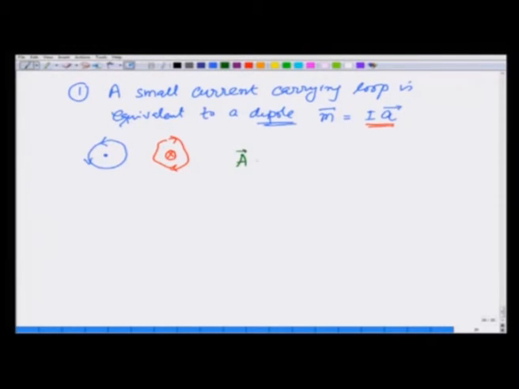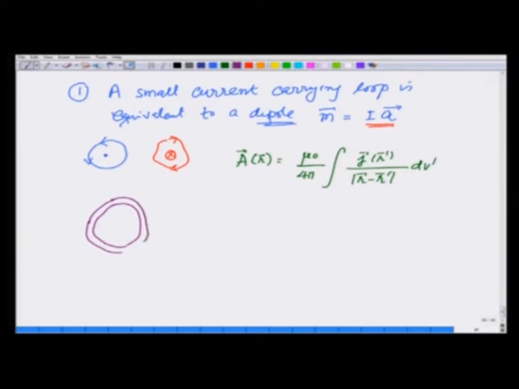So, for a current distribution, A(r) is given as mu naught over 4 pi integration of j(r prime) over |r minus r prime| d v prime. Let us take a current carrying wire. Let me make it a little thick, and let its cross section at endpoint A, and this is the current direction, d l.